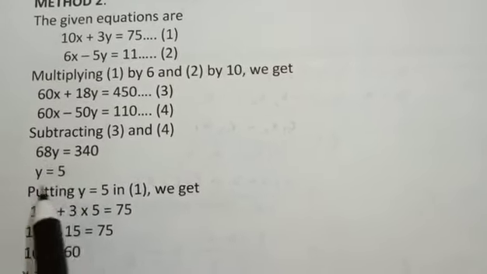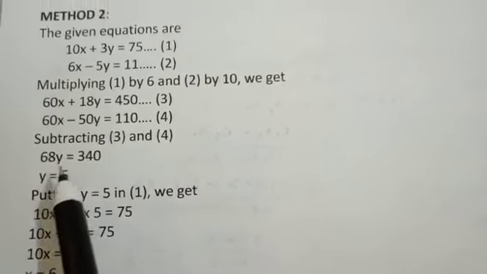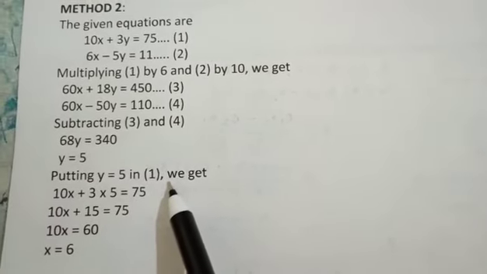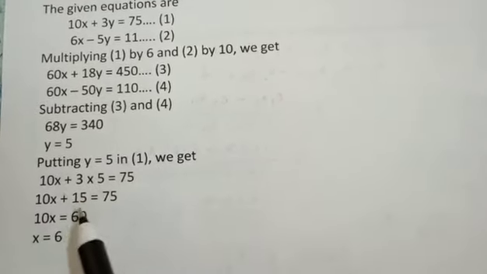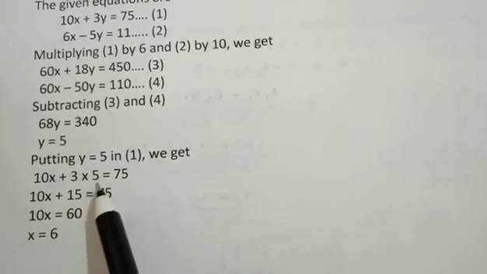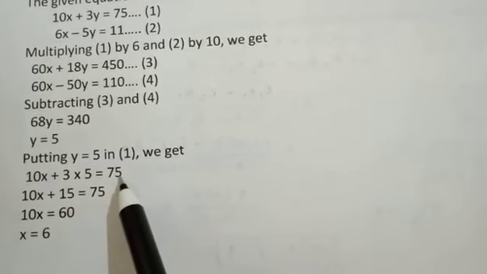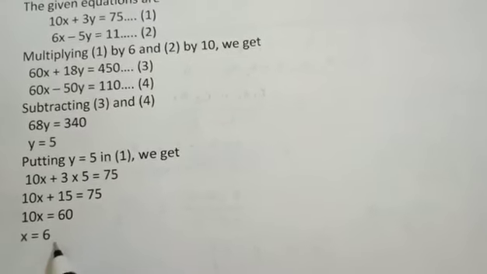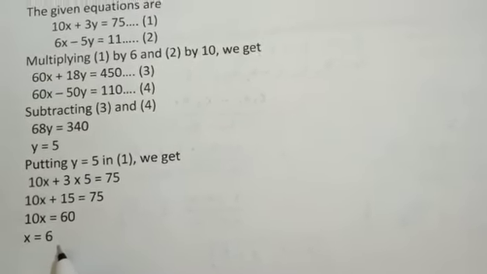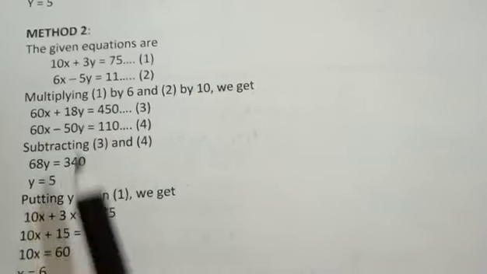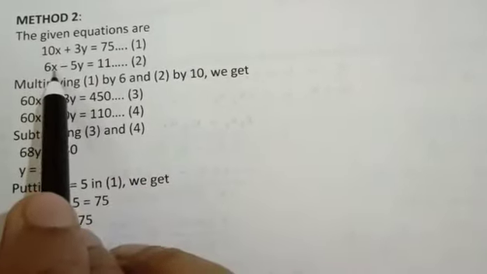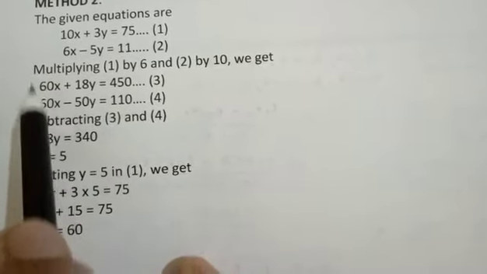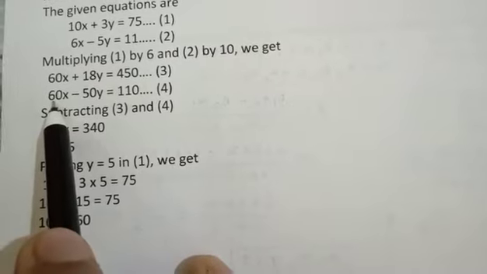Now after getting the value of y as 5, we are going to put the value of 5 in equation number 1. By putting it, we are going to get 10x plus 3 into 5 is equal to 75. After solving, we are going to get 10x is equal to 60, and that is x is equal to 6. So if you look at method number 2, I have decided to eliminate x. And since both the coefficients of x have the same sign, we are going to subtract.